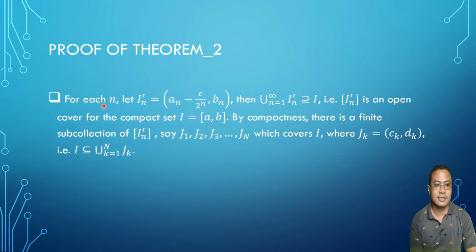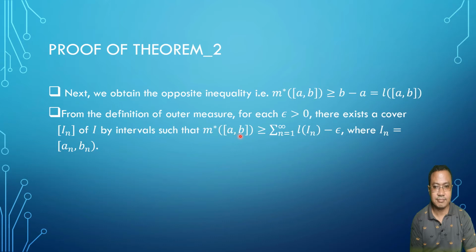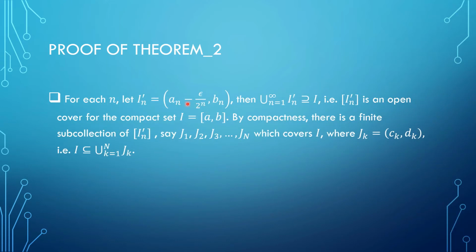Okay, so from each n then we form this type of open interval (a_n - epsilon/2^n, b_n). So then you get this one. So let us see this formation. We are going to calculate this formation. We have this interval. All right, so here a_n is here, b_n is here. So this is closed here and then it is open here.